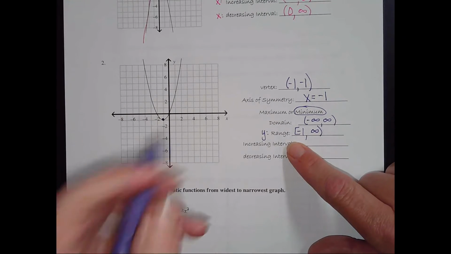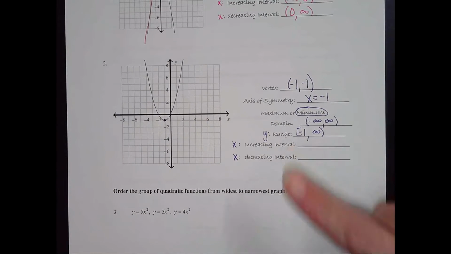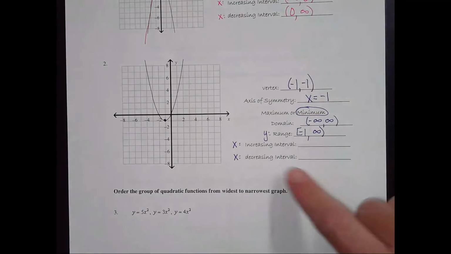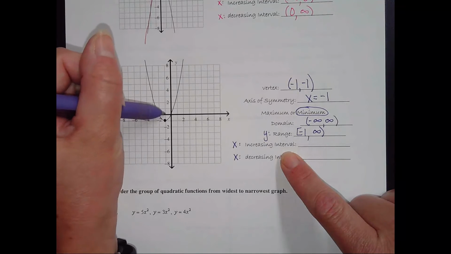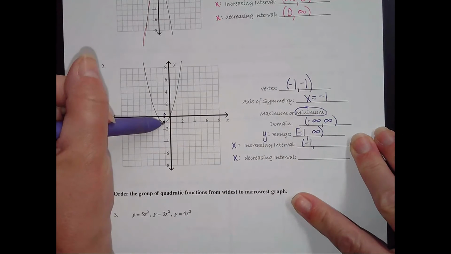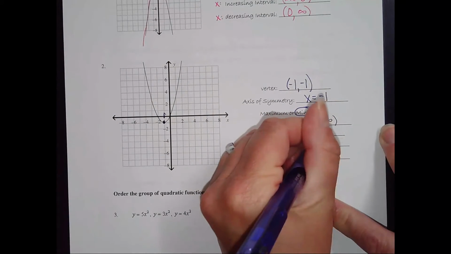Increasing and decreasing intervals, you're looking at the x-axis. So you are going to be including positive and negative infinity, and then that -1 value from your vertex. So increasing, it starts increasing right here on the x-axis, at -1, and it continues to increase. We don't know when it stops. And it's going to the right, which is positive infinity.